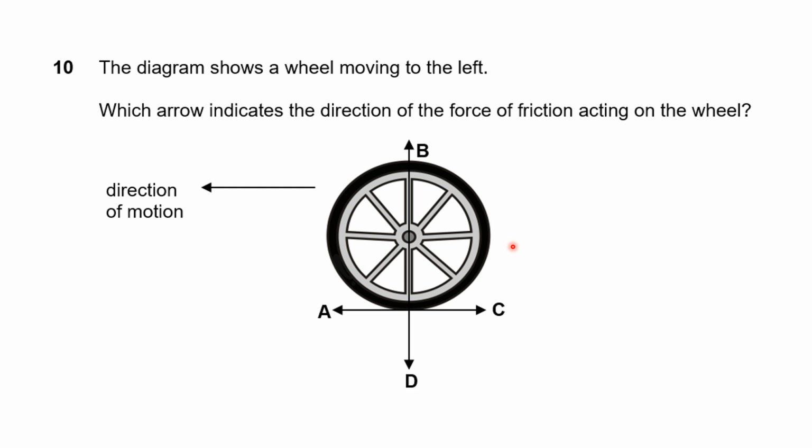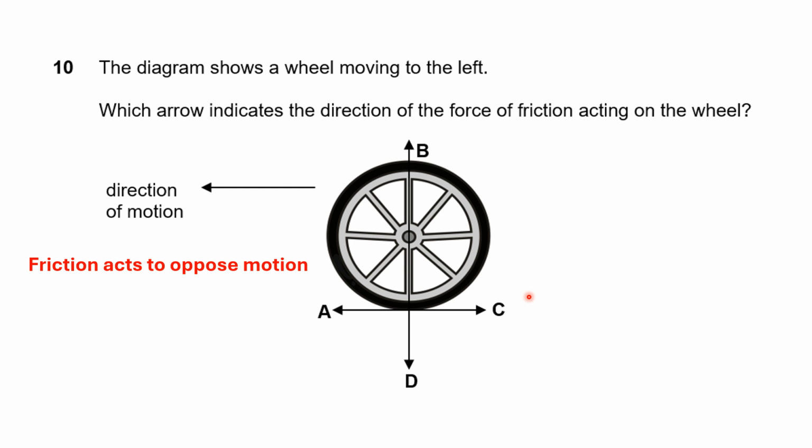Question 10. We have a wheel moving towards the left and we want the direction of friction acting on the wheel. It is very important to remember that friction acts to oppose motion. So if the wheel is moving towards the left, friction would be acting towards the right, and you would get C as your answer.